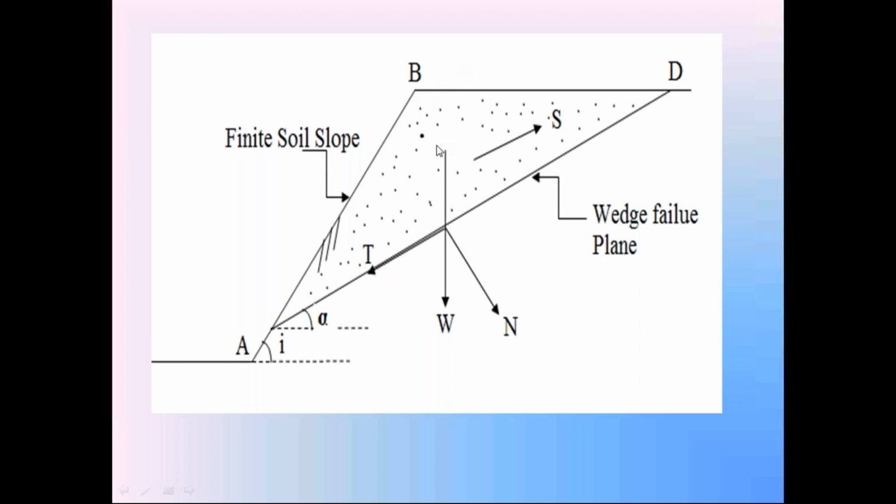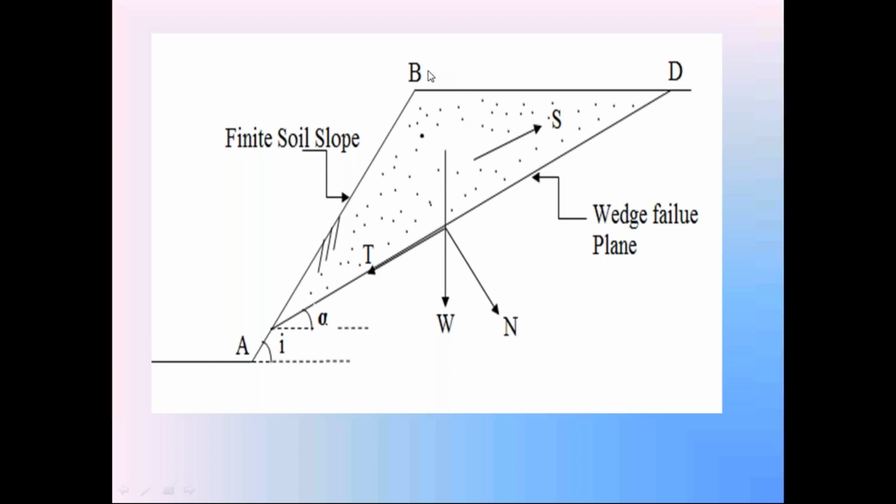Measure the height of the triangle in the graph sheet. This is the height of the triangle. This is the base of the triangle BD. By knowing the height and base of the triangle, calculate the area of this triangle ABD according to scale. Take the unit thickness in the perpendicular direction, 1 meter thickness. Then find out the volume of this soil portion ABD.